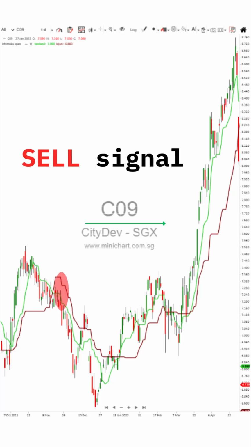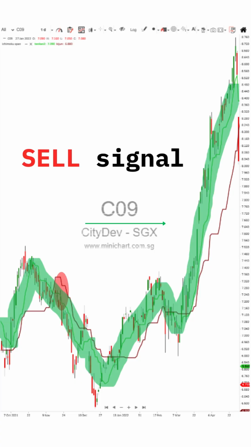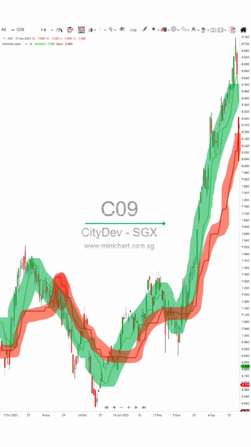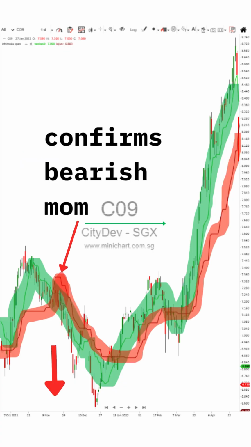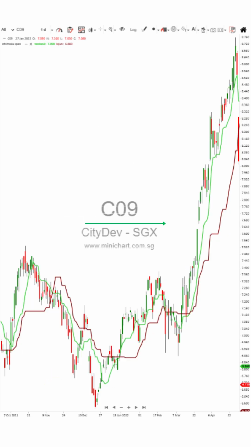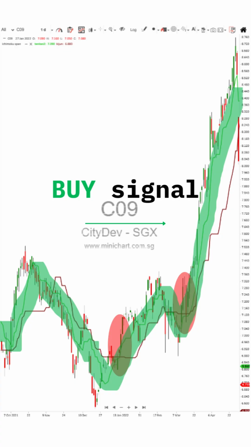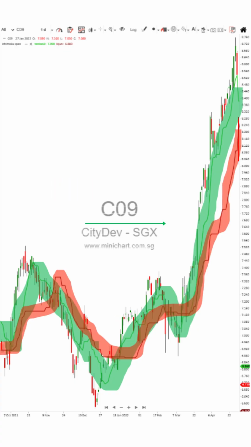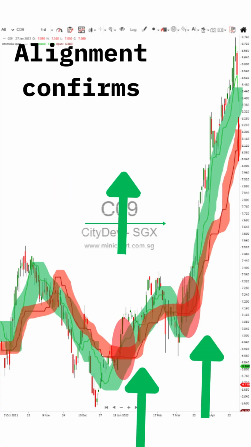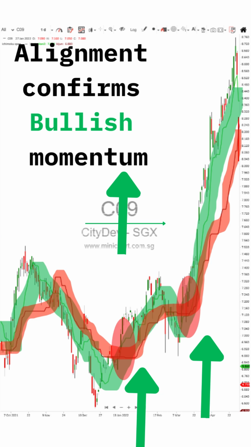A sell signal occurs when the conversion line, green, crosses below the baseline, red, and the price is trading beneath both lines. This alignment confirms bearish momentum. A buy signal occurs when the conversion line, green, crosses above the baseline, red, with the price trading above both lines. This alignment confirms bullish momentum.